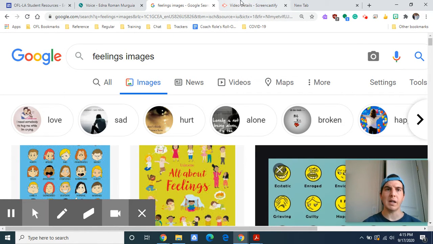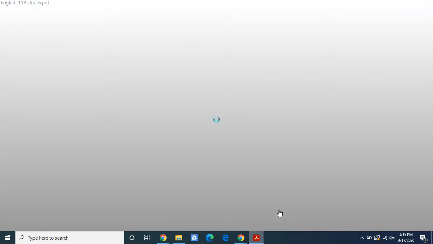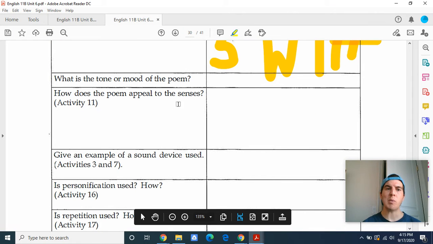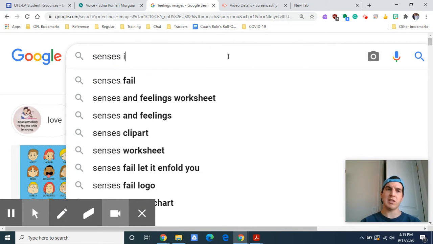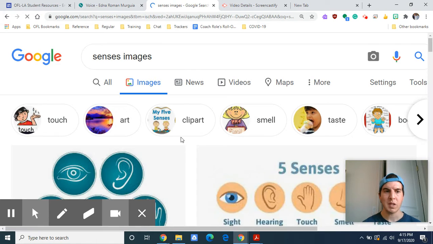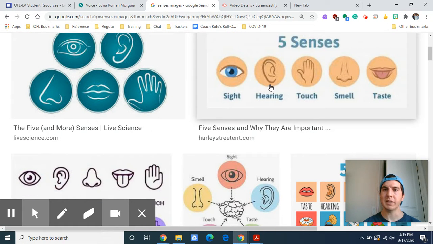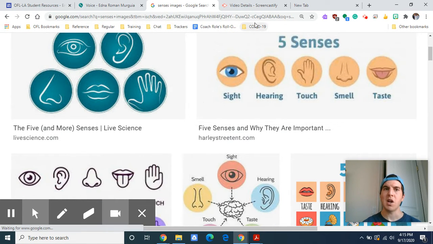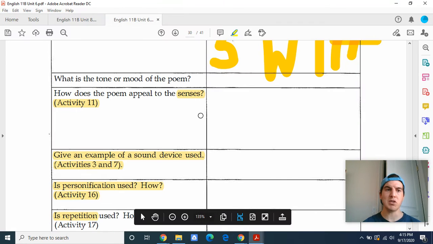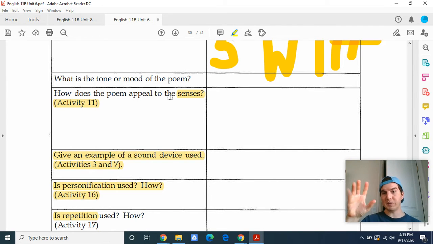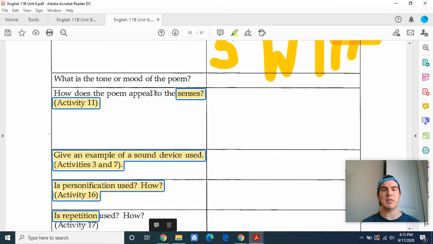You can do so by just typing in feelings images in the image section. And then finally, how does the poem appeal to the senses? So again, when we say the senses here, if we look at senses images, we're talking about sight, hearing, touch, smell, taste. Are there any words from the poem that have to do with what you see, what you hear, what you taste, what you smell, what you touch?